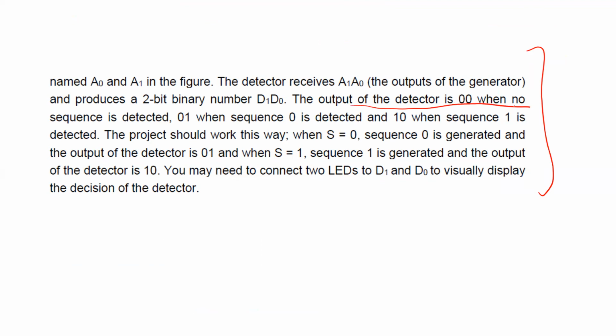The output of the detector should be 0 0 when no sequence is detected. It should be 0 1 when sequence number 0 is detected. It should be 1 0 when sequence number 1 is detected. The project should work this way. If S is 0, the generator should generate sequence number 0, and the detector should detect that and give you the output 0 1. However, if you select the input S equal to 1, the generator should generate sequence number 1, and the detector has to detect this one, and you should see 1 0.